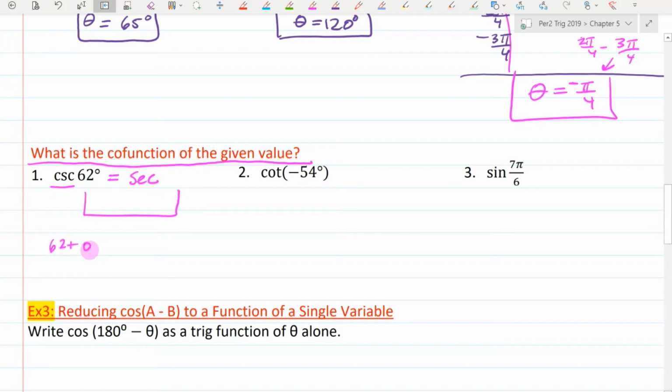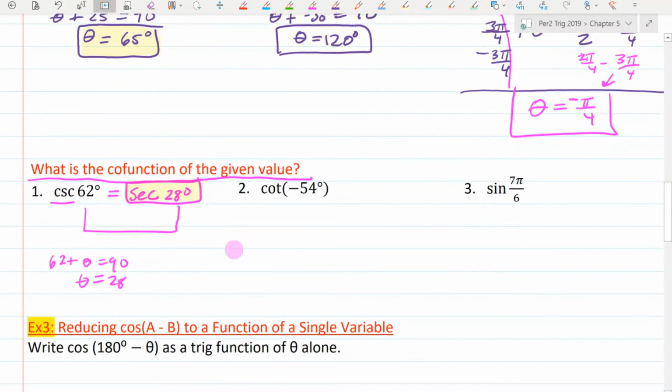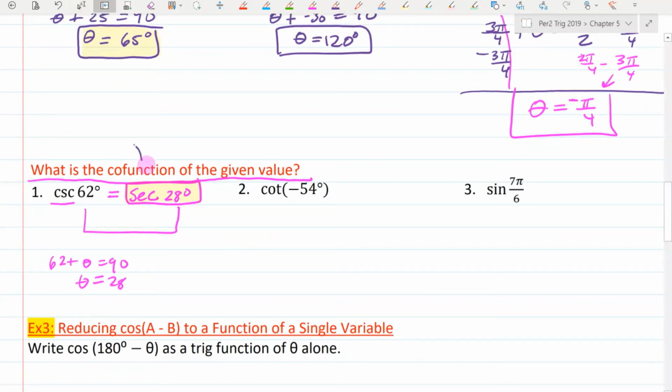So 62 plus what is equal to 90? That would be 28. So this is 28 degrees. So your answer is all of this, where in the previous one, the answer was just the theta. Here, the answer is secant of 28 is the cofunction of cosecant of 62. Okay? So for number 2, same question. Number 3, same question, but your answer is in radians instead of degrees. Go ahead and try 2 and 3, please.